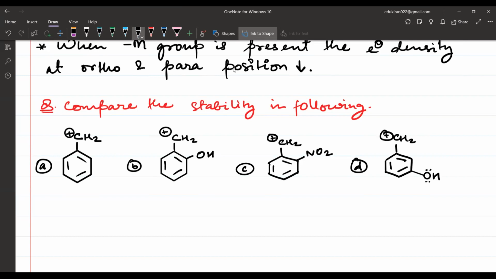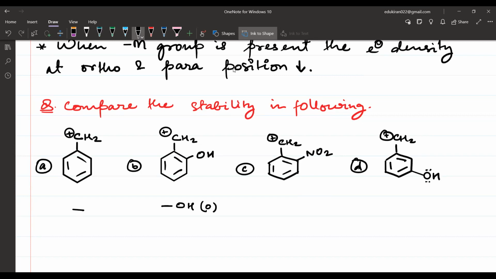ठीक है? So if you have been given to compare the stability of this type of carbocations, then how are you going to do? First of all, you can see that benzene ring and CH2 is what? Benzene ring with CH2 positive is common in all of them. So if something is common, that is not going to affect the stability, right? Whatever is different, that is going to affect the stability. So in the A structure, we don't have any substituent. The substituent in the B position is what? This is OH, and it is in ortho position.